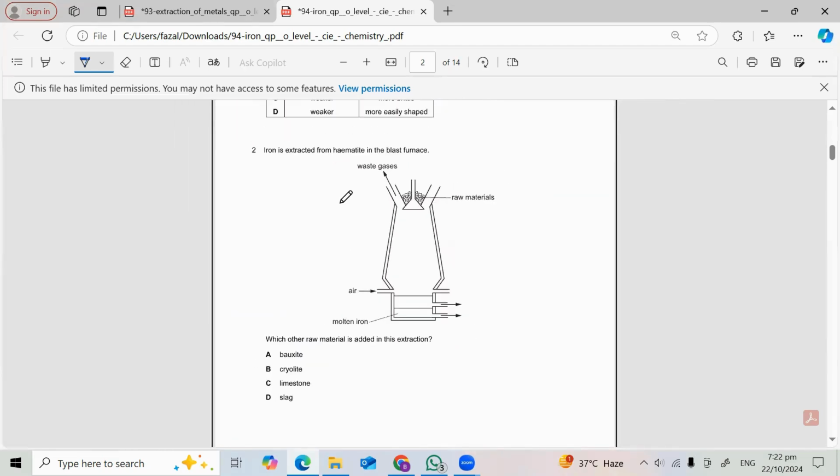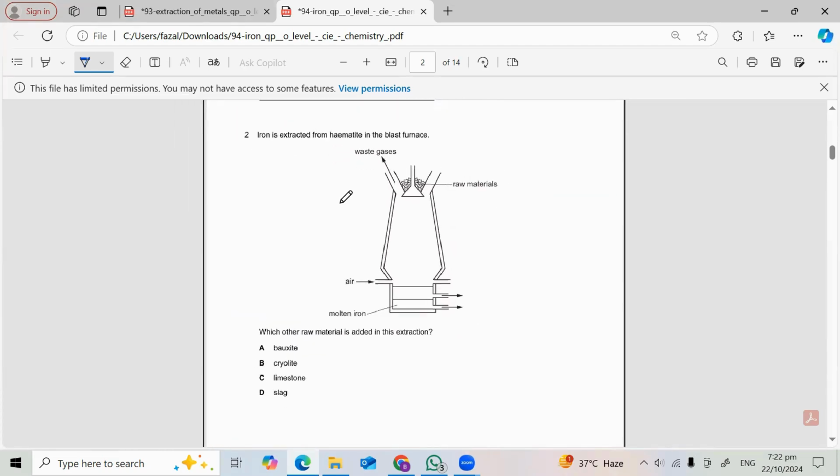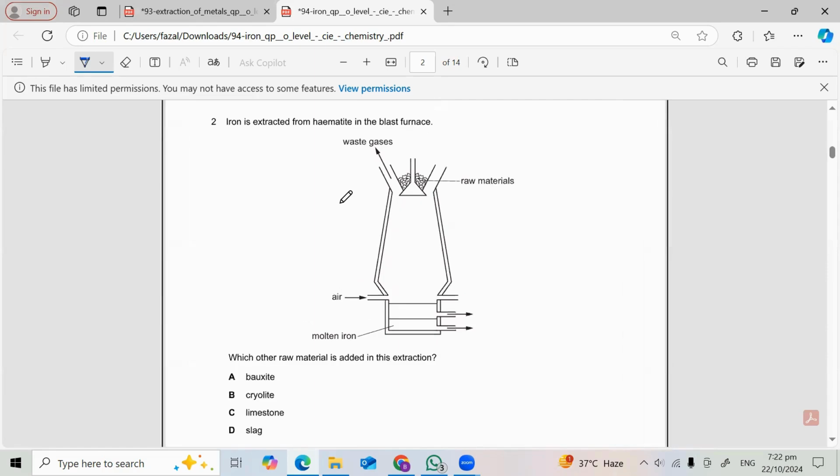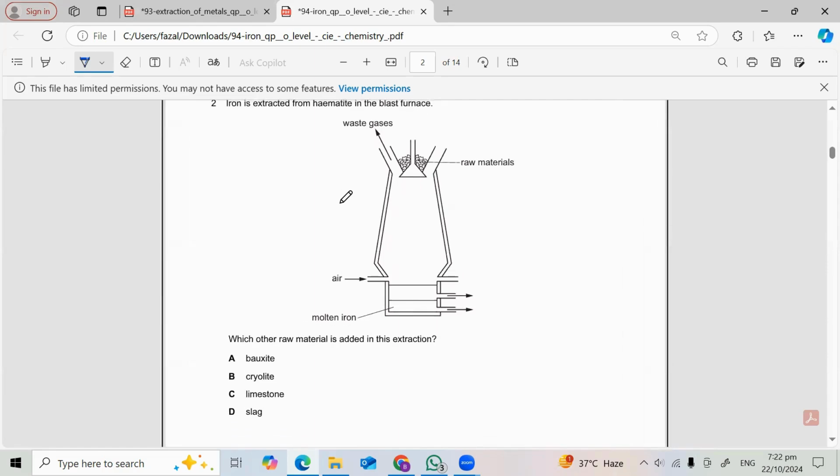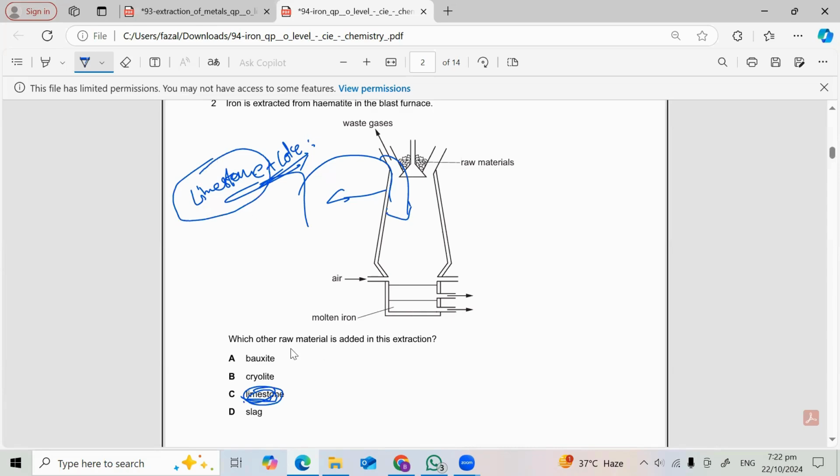Iron is extracted from hematite in a blast furnace. Now, which other raw material is added in this extraction? We have seen the formula for this, which is limestone plus coke. So they are added to this blast furnace, right? It means that limestone is the other raw material. So C is the answer.